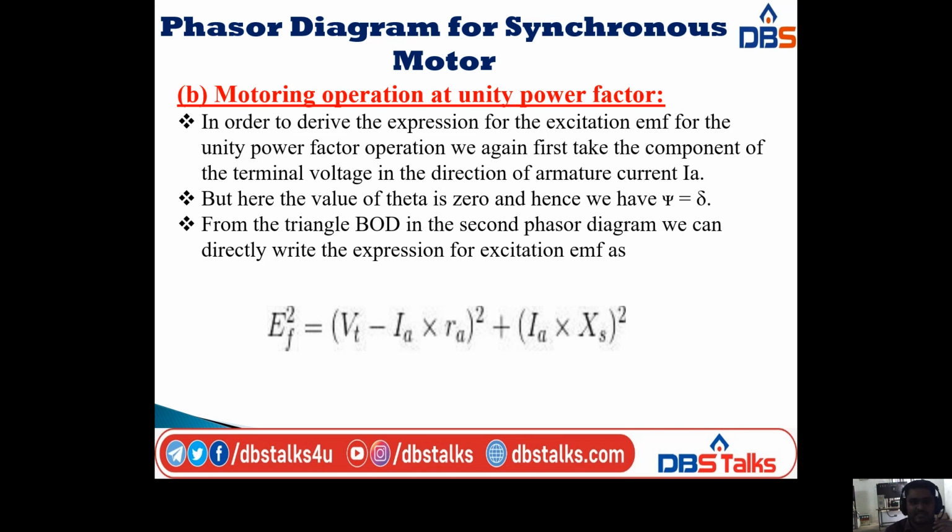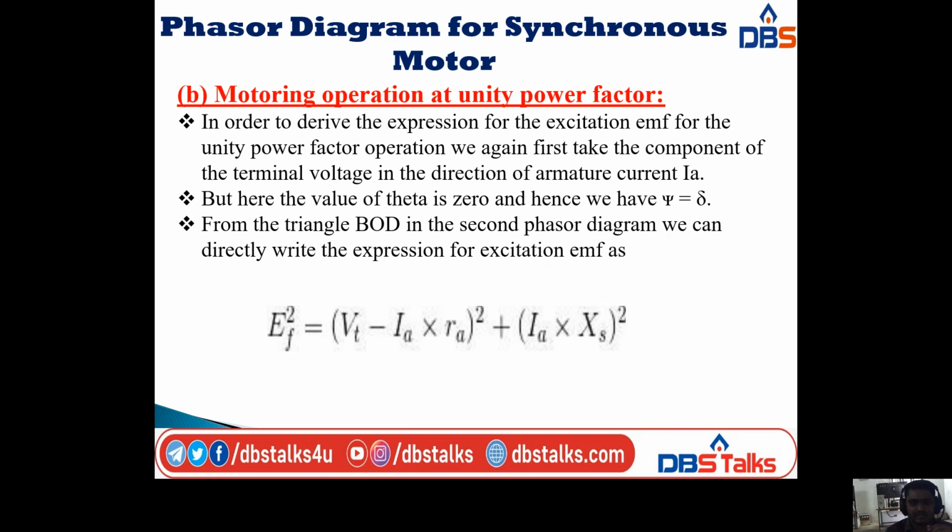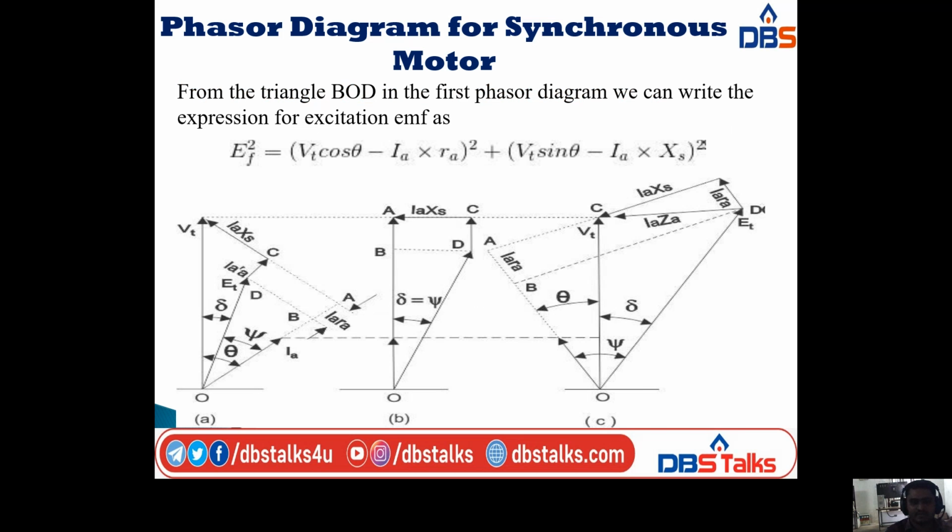That's why we have psi equal to phi. Psi is the angle between the excitation EMF, that is the back EMF, and armature current Ia, and delta is the angle between Vt and Et. So here we don't have those things. In this one we have the drop, that is Ia Xs drop. I am taking it from the triangle OBD in the second phasor diagram, that is this one. The same triangle OBD I am taking.